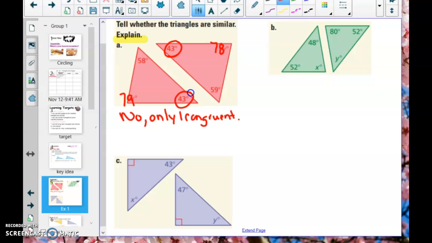For B, I see they both have 52 degrees that match up. Well, I want to see if I can find another angle that matches up. So 180 minus 52 minus 48 means that this angle here has to be 80. Well, then this one matches up with this one, so that means this angle here and this angle here have to match up as well. So I would say yes, the angles match up.